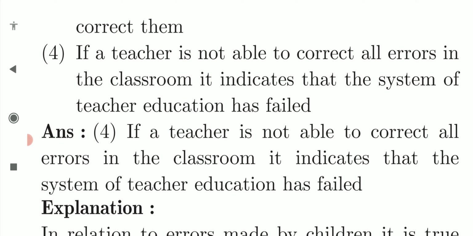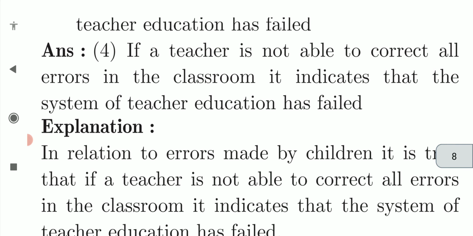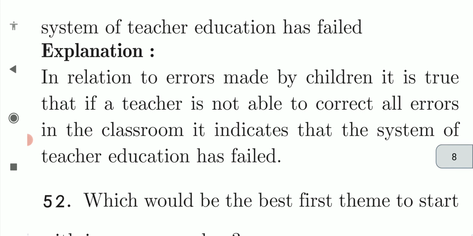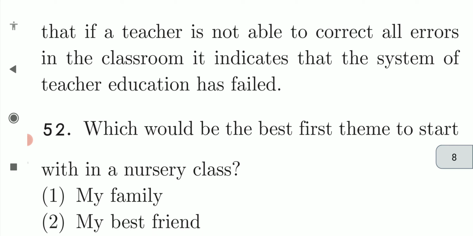If a teacher is not able to correct all the errors in the classroom, it indicates that the system of the teacher education has failed. Explanation: in relation to errors made by the children, it is true that if a teacher is not able to correct all errors in the classroom, it indicates that the system of teacher education has failed.